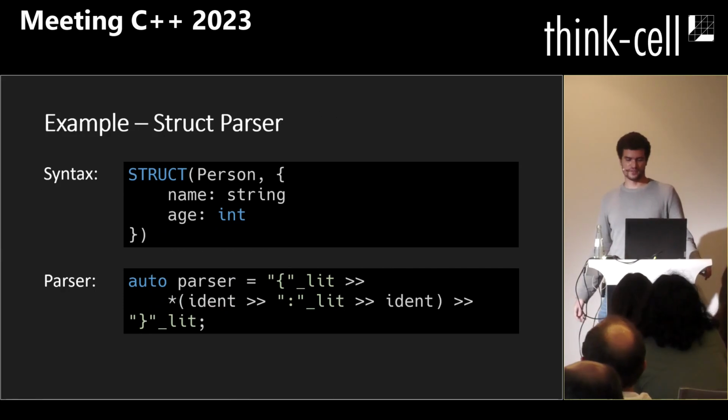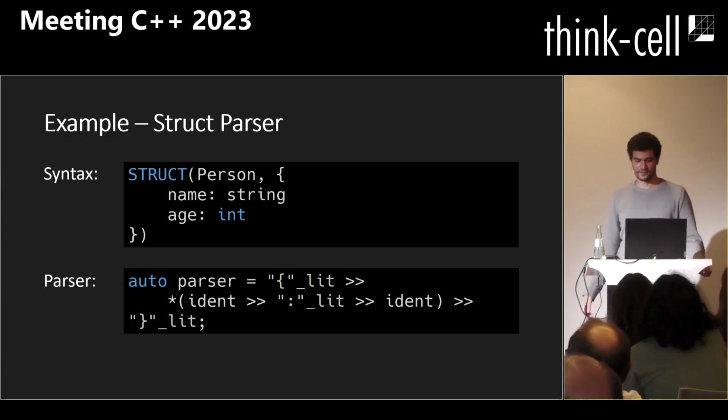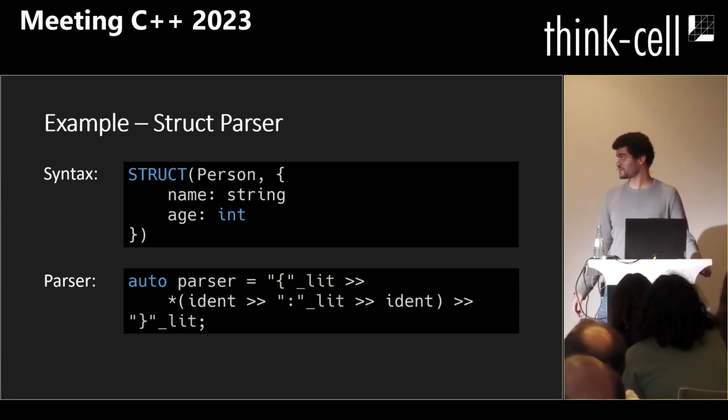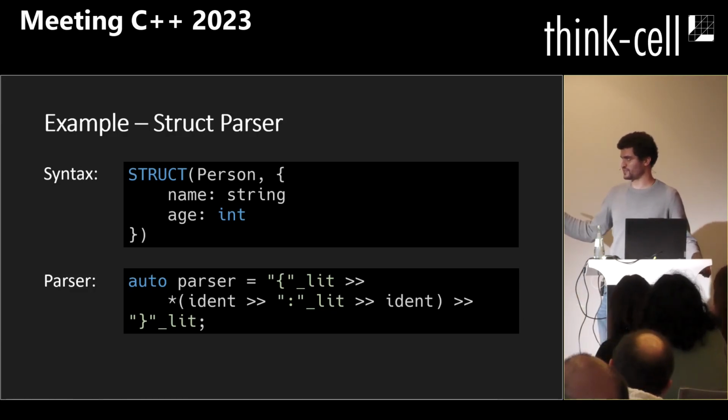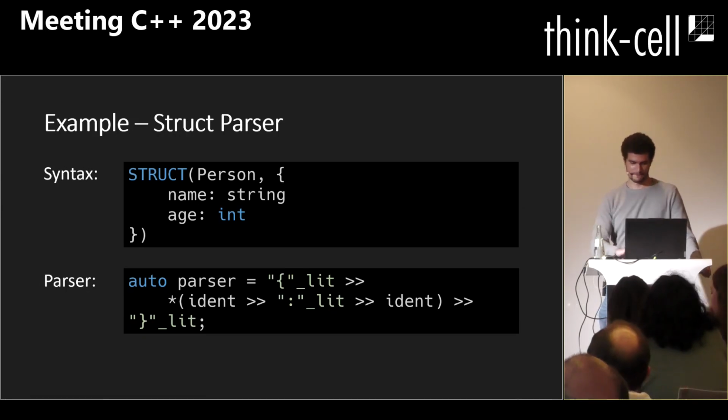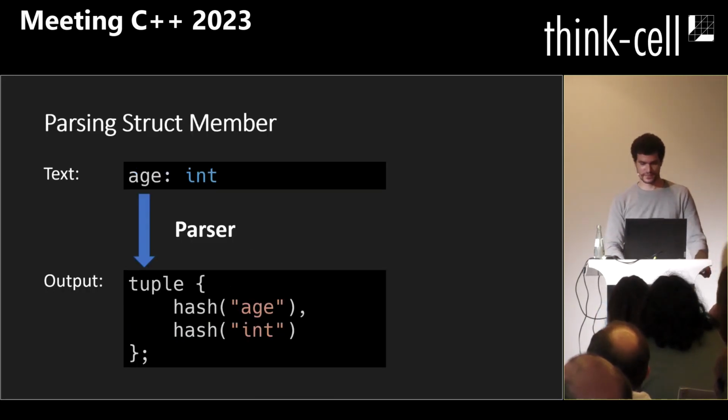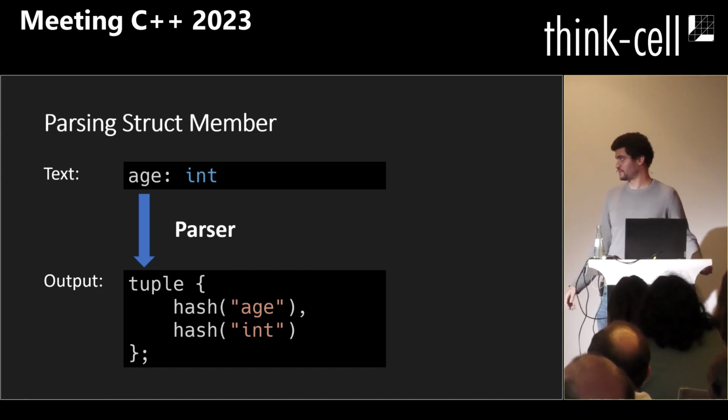Okay, so we saw how we can use compile-time parsers to create functions. Now let's use them to create types. We will create structs from this TypeScript-like syntax. So our parser will match an opening curly bracket followed by a list of data members where each data member is two identifiers separated by a colon, and then a closing curly bracket. Our output will be a list of data members where each data member is two identifier hashes for the name of the data member and the type of the data member.